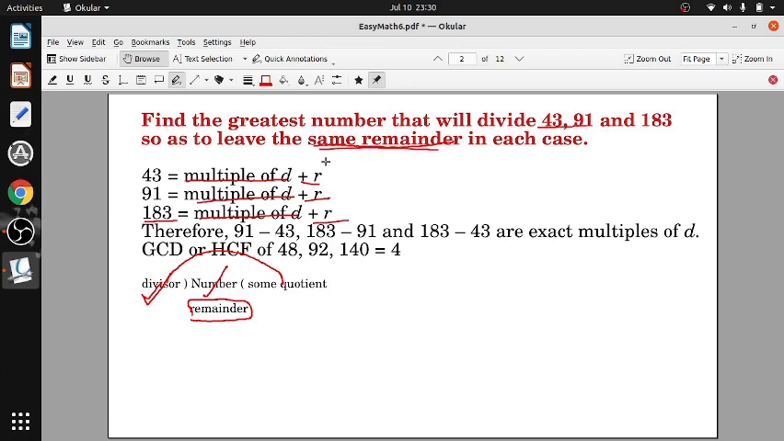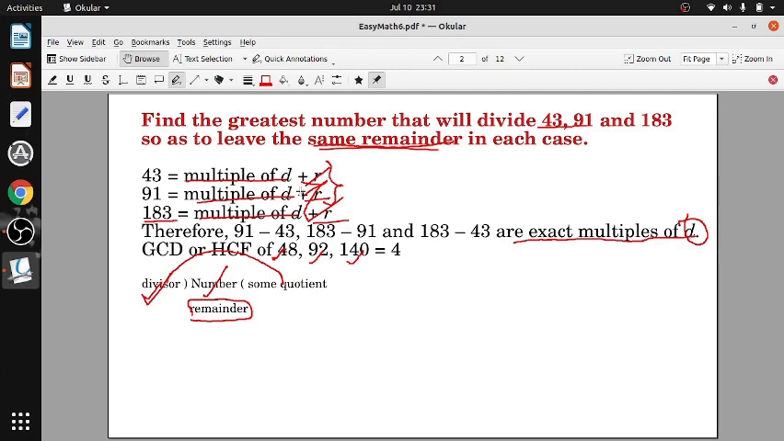तो same remainder. So when you subtract, क्या होगा? Remainder and remainder will cancel. When you subtract any two, remainder will cancel. So 91 minus 43, यानी 48. 183 minus 91, that is 92. And 183 minus 43, that is 140. These are exact multiples of D, or D is a common factor of all these numbers.